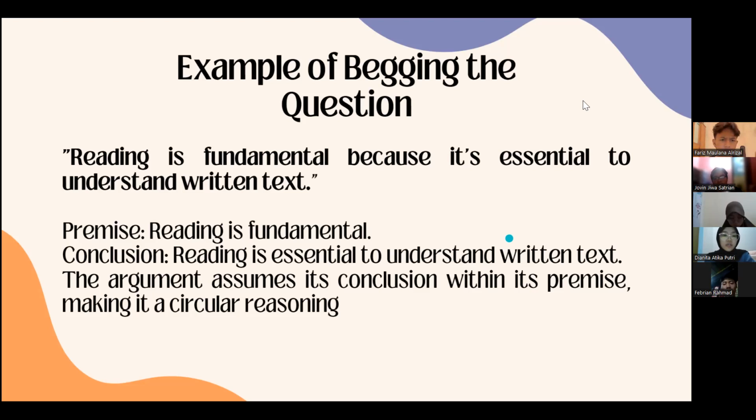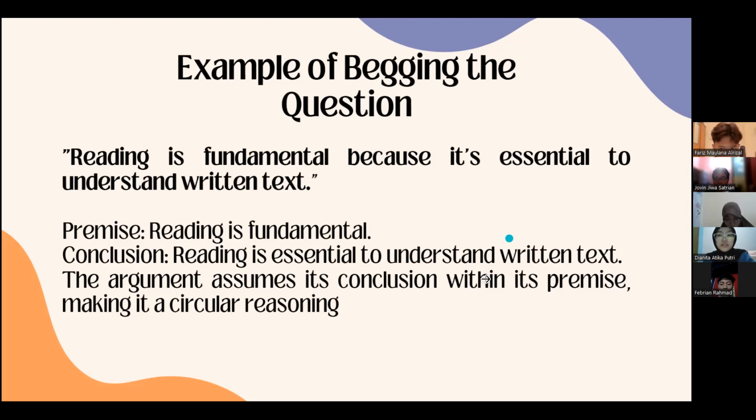So we can divide it into two parts. The first one is the premise. The premise here is reading is fundamental. And the next is the conclusion. The argument assumes its conclusion within its premise, making it circular reasoning.